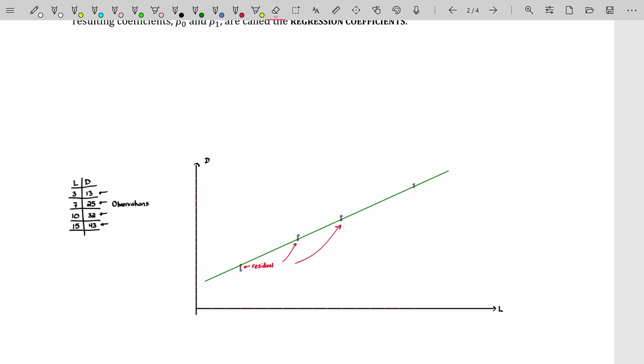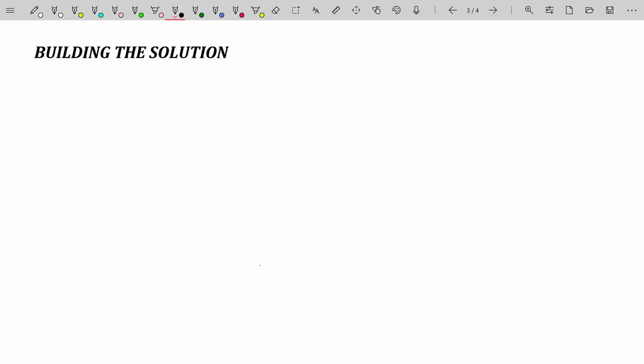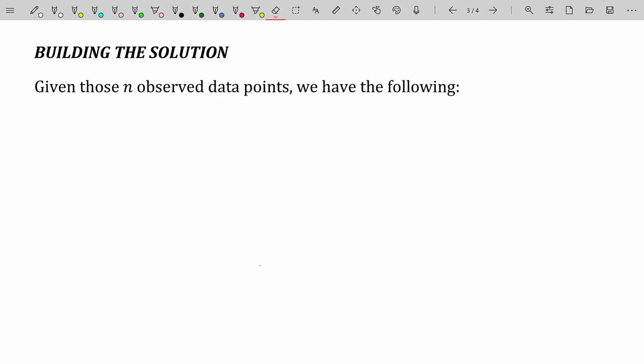However, how in the world do we build that regression line without having a computer in front of us? Well, I gotta be honest with you, it's pretty darned easy. So let's build the solution. Let's start with the fact that we were given a bunch of data points, and noting that we have something kind of special. We have an approximation versus an observation.